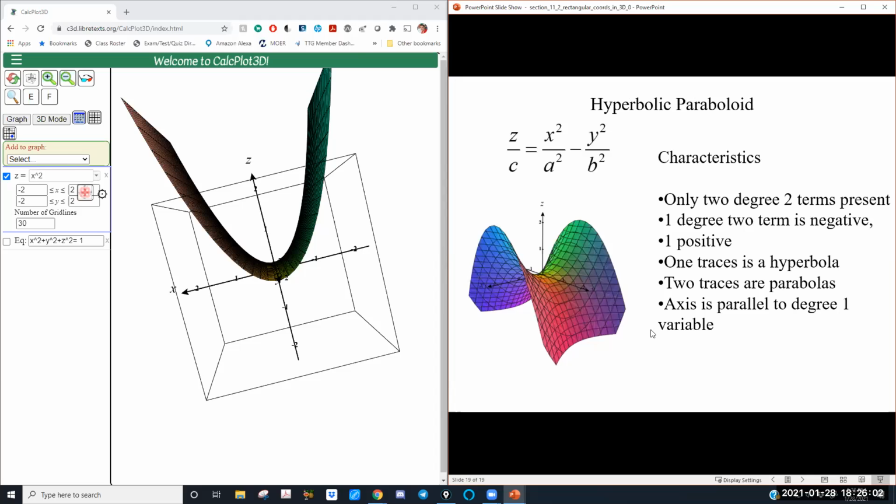Again, I don't want you to feel like you have to memorize those, because you don't. I don't want you to memorize the characteristics. What I want you to get good at is taking an equation, looking at the traces, and being able to match an equation with a graph. All right, you'll get a little bit of practice of that in the homework.